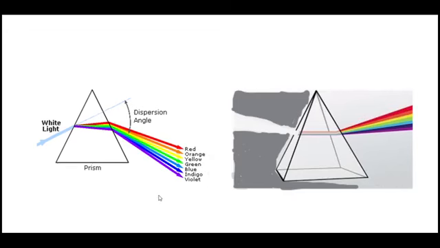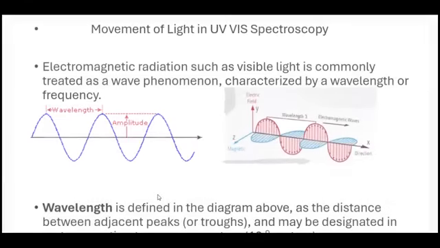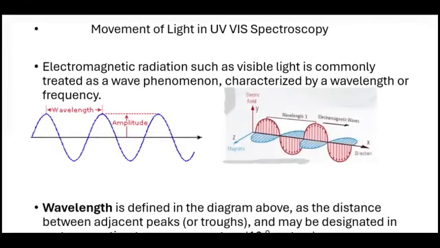White light passes through the prism. There's a diffraction of the light which gives different colors of red, orange, yellow, green, blue, indigo, and violet.